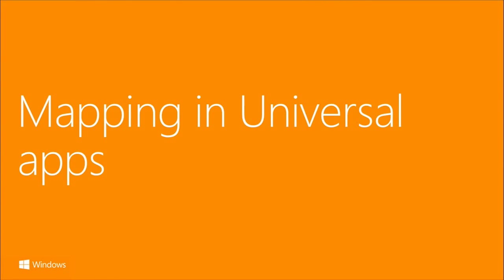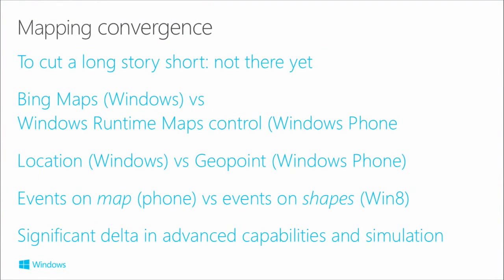Okay, so mapping in universal apps. This is a bite the bullet moment. The mapping convergence story is not quite there yet. We're using two different mapping controls. I like to put it that the phone has converged ahead of Windows 8 at this point. Windows has the Bing Maps control. Windows Phone has the Windows Runtime Maps control.